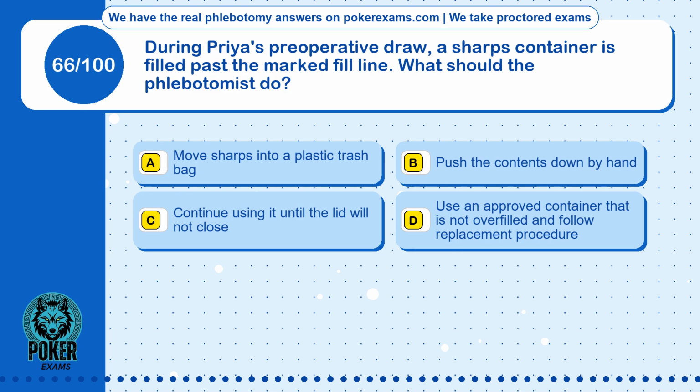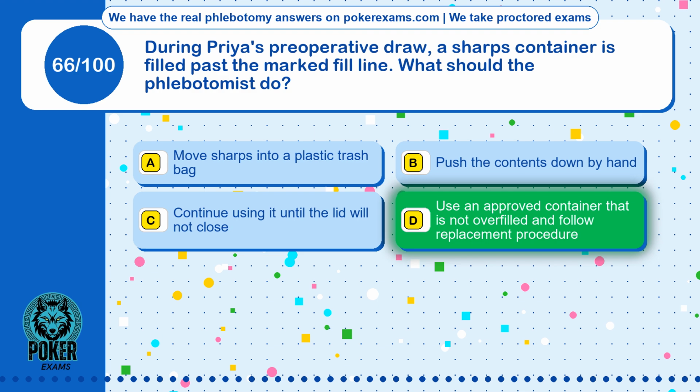Question 66. During preoperative draw, a sharps container is filled past the marked fill line. What should the phlebotomist do? Option A, move sharps into a plastic trash bag. Option B, push the contents down by hand. Option C, continue using it until the lid will not close. Option D, use an approved container that is not overfilled and follow replacement procedure.